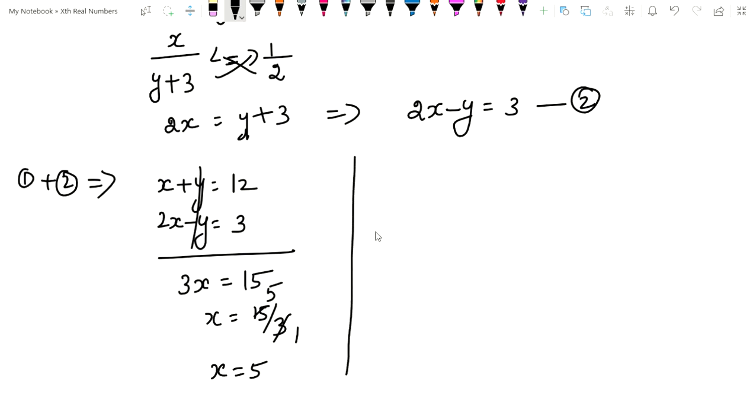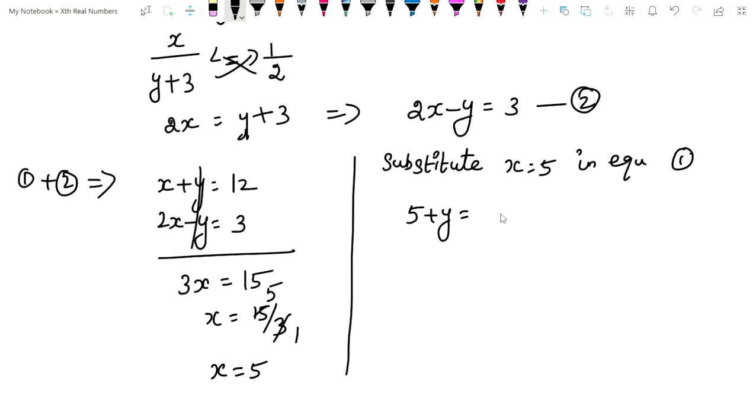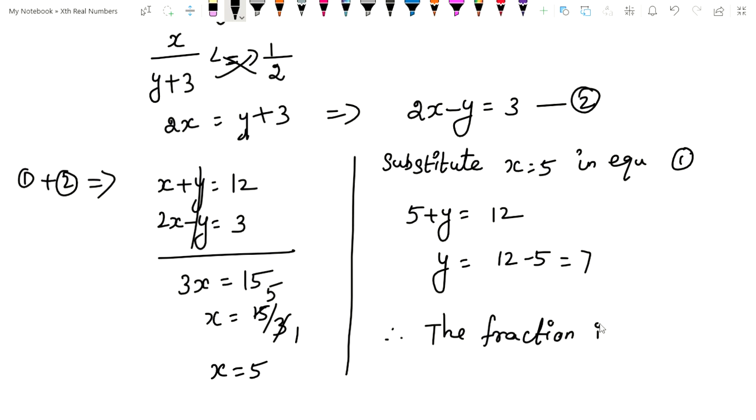Next you find the y value. Substitute x equal to 5 in equation 1. So 5 plus y equal to 12. y equal to 12 minus 5 will get 7. So therefore the fraction in the form of x by y. So here x value 5, y value 7. So the fraction is 5 by 7. Is it clear, children? See the next one.